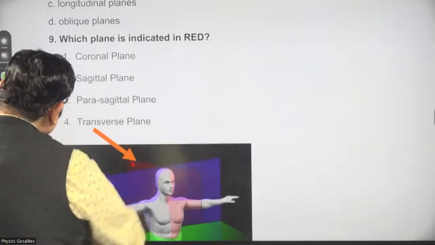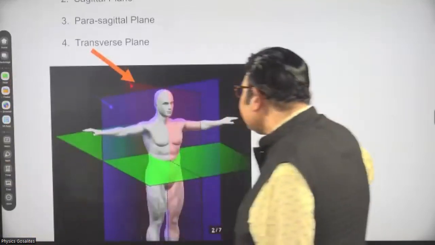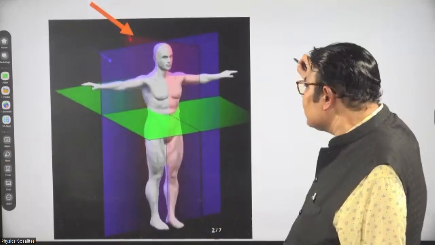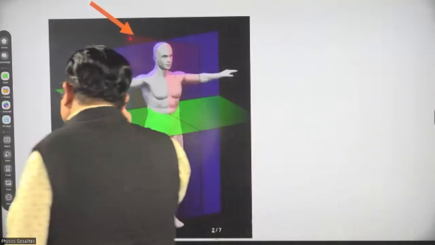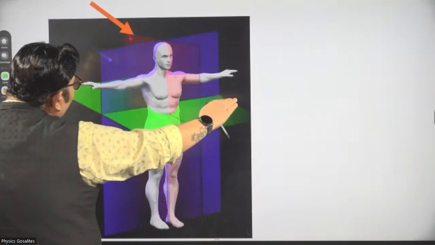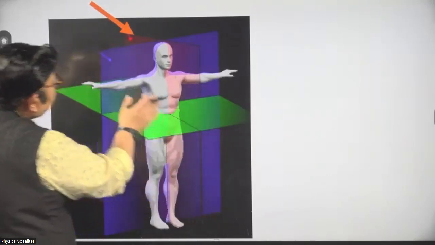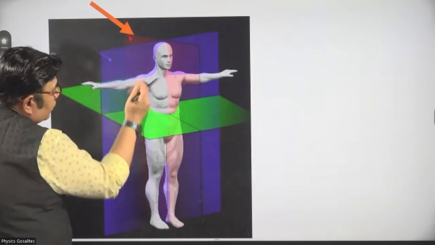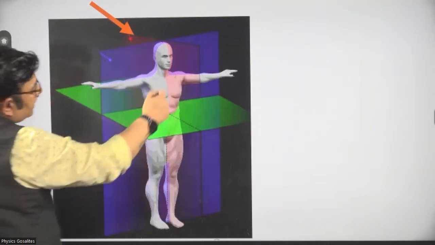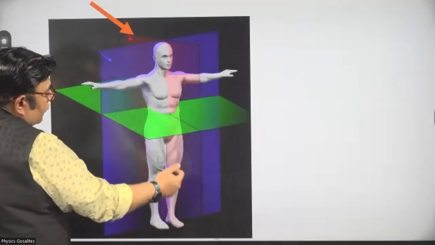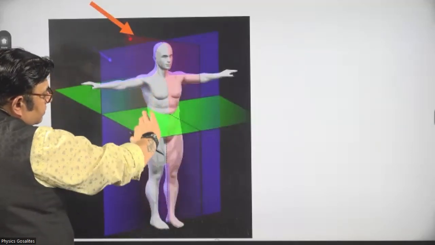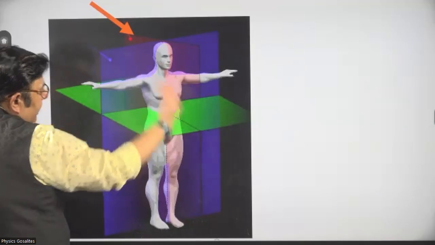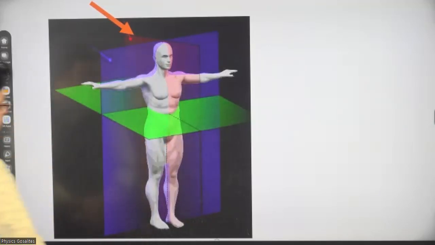Try to see which plane is indicated in red. I think you can make out the red one, okay? So this is the green one, and this side is the blue one. Blue cuts the body into front and back, and the red one cuts the body into this and this, okay? If I say this and this, you will get the answer. From my side only, you can think of the answer.